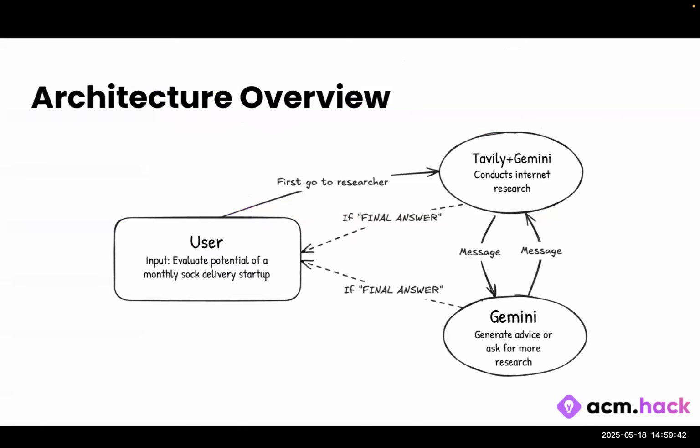And as Arnav went over, this is just a brief recap because it can be quite hard to get your head around. Basically, the user gives a prompt, for example, evaluate the potential of said startup. It then first goes to the researcher, and just remember that Tavily is not an LLM. It's just a tool. We have an LLM in charge of each agent, but that agent specifically has Tavily available as a tool. And then the two agents speak with each other until they get a final answer, which then goes back to the user.